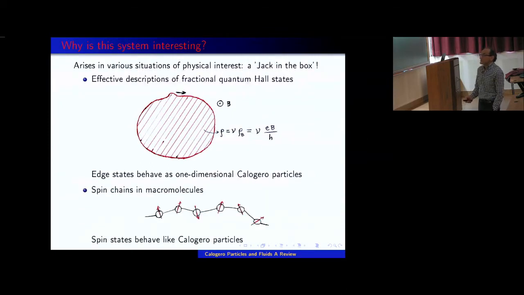Another application is in spin chains in macromolecules. If you have molecules that interact not just through their spins, not just through nearest neighbors, but next to nearest and next, a good approximation would be to say that their interaction falls off as the square of their distance. It's just an approximation. And once that happens, this spin chain is also part of the Calogero family and can be solved.